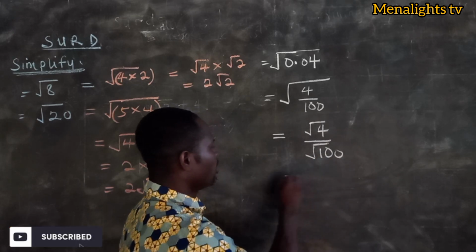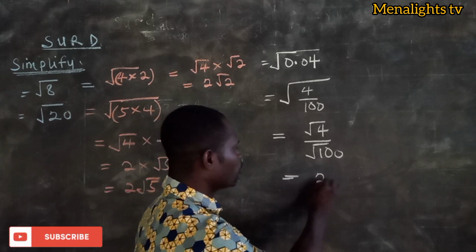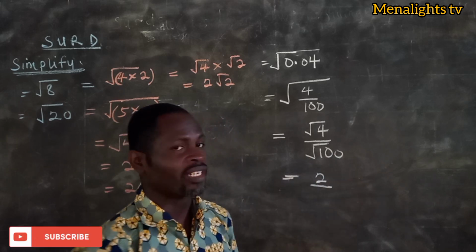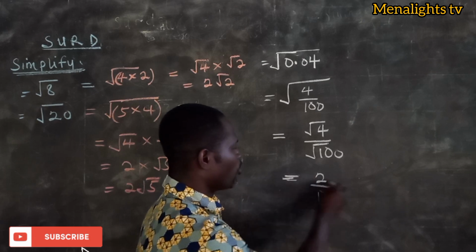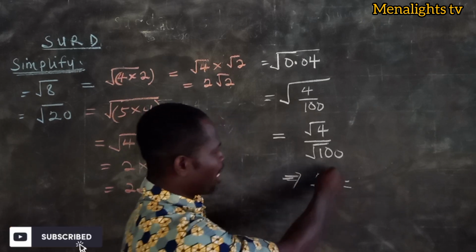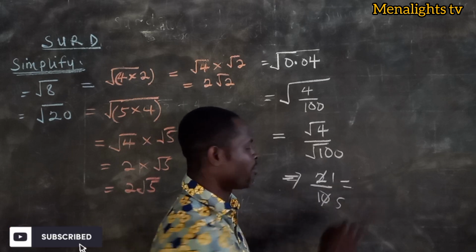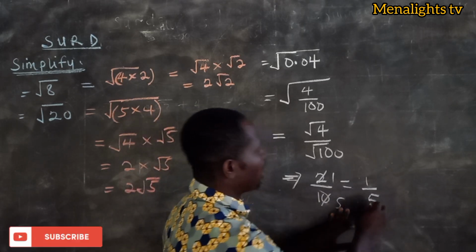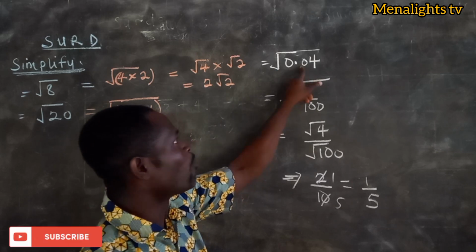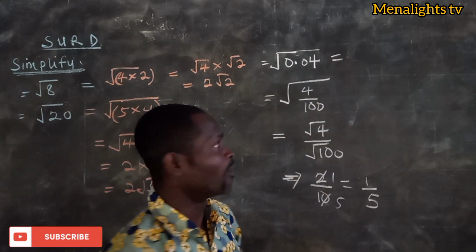Now the root of 4 will give us an exact value, which is 2, and then the root of 100 will also give us an exact value, which is 10. From here, 2 can go into itself 1 and can go into 10 5 times, which is the same as 1 over 5. So the root of 0.04 is the same as 1 over 5.